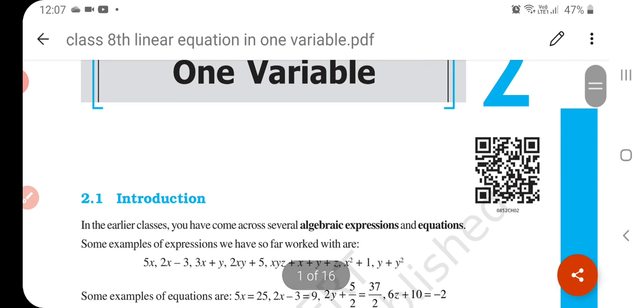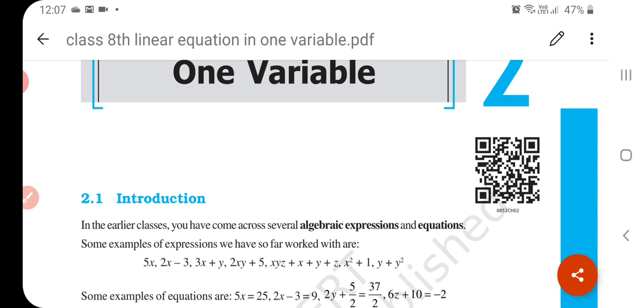Now first of all, see the heading of the chapter. What is the heading? That is linear equation. What do you mean by linear? Linear means straight line, or that is also called power is 1. Linear means the power of the variable is always 1, so it is called linear equation. And what do you mean by equation?